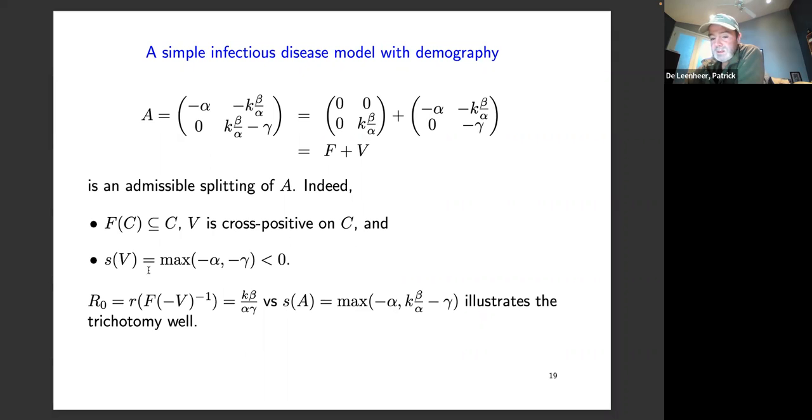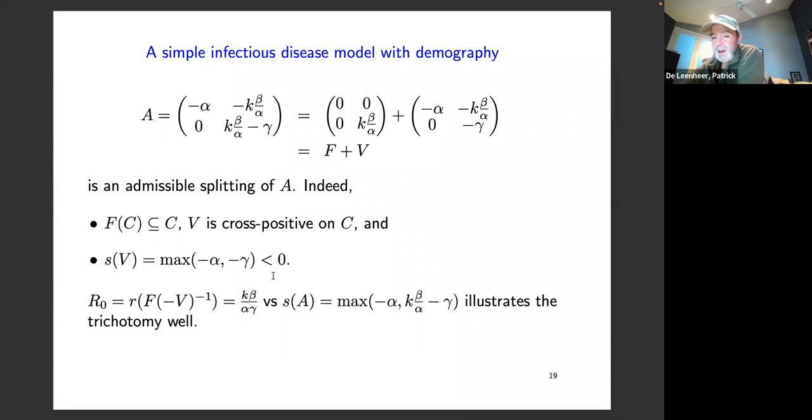Its spectral abscissa is actually the maximum of these two negative quantities, which is negative. So now we can define R naught to be the spectral radius of F times negative V inverse. That's just a calculation. Turns out to be this. Very easy, straightforward: K beta over alpha gamma.